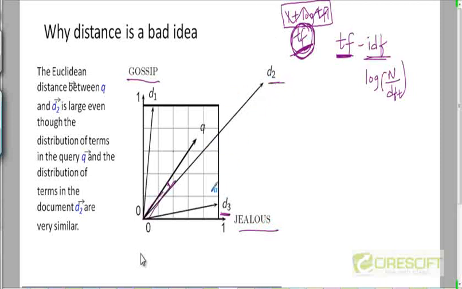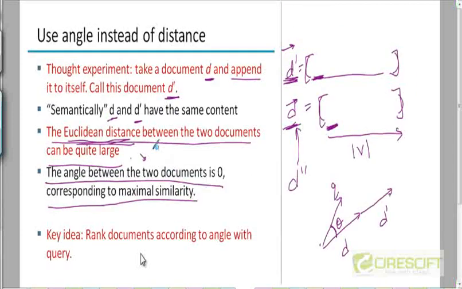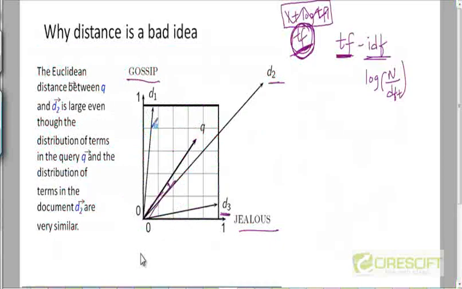Okay, so if we don't convert these vectors into unit vectors, then the vectors are going to look something like this. D2 is going to extend far out into this 2D space. D1 and D3 will be here, and you have the query here. So you can see from this example, and we've already seen using the example of these two documents D and D prime, why Euclidean distance wouldn't work.